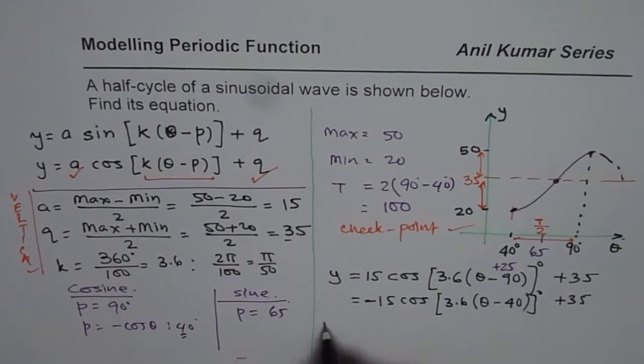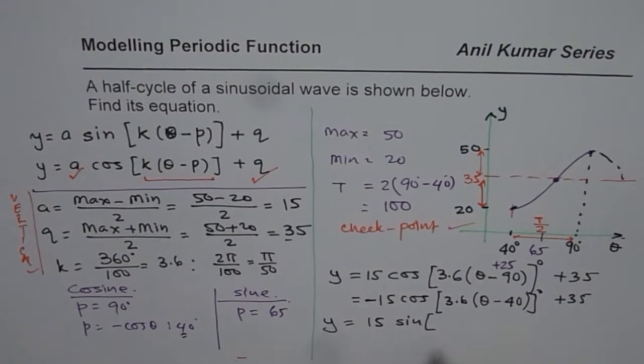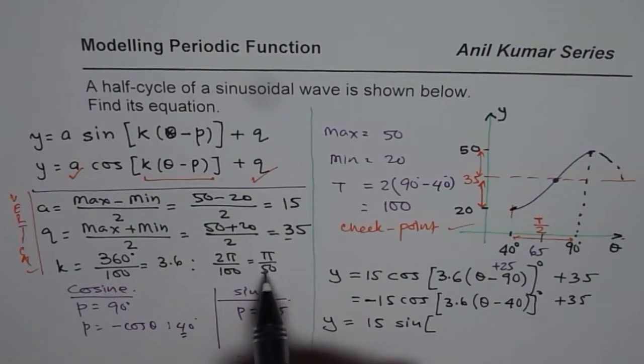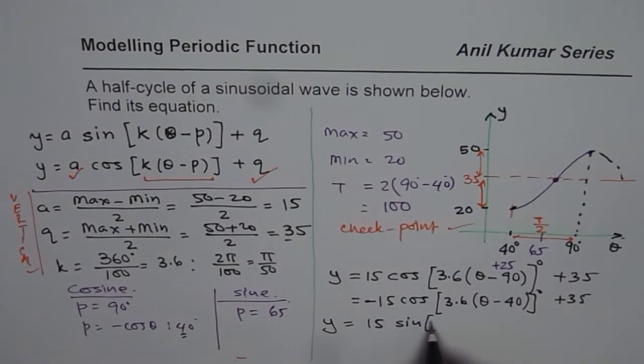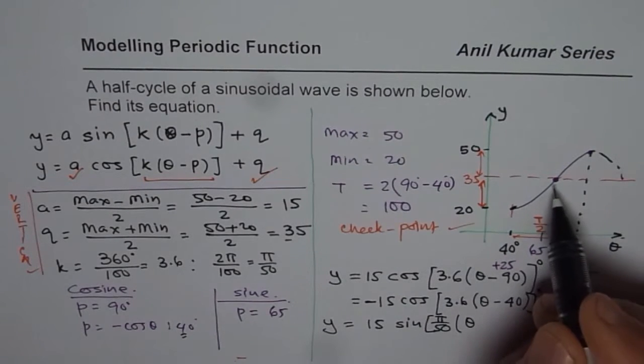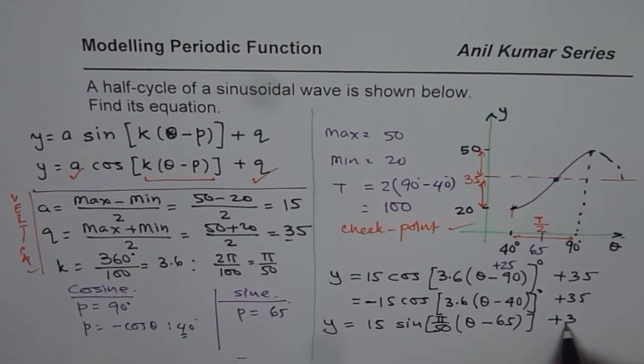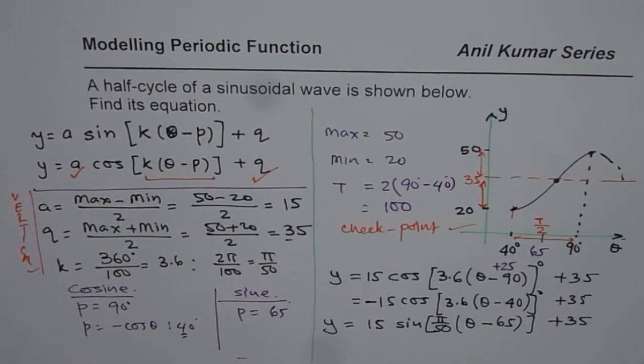Now let's write down the sine function, which is y equals 15 sine of, if I want to write it in radians, then k value is pi by 50, right? So we'll write pi by 50 for those who want to write in radians. For those who want to write in degrees, they should continue with 3.6 theta. And this value will be, for sine, 65, right? So let me write minus 65. And then we have this in radians, plus 35. So that is how you can write your equation for sine function.